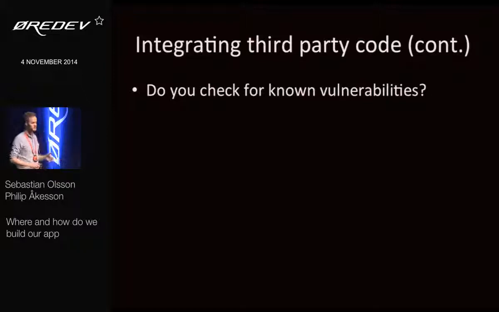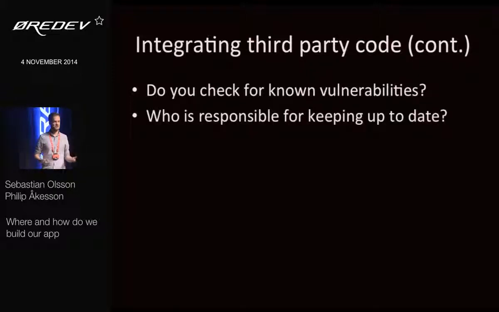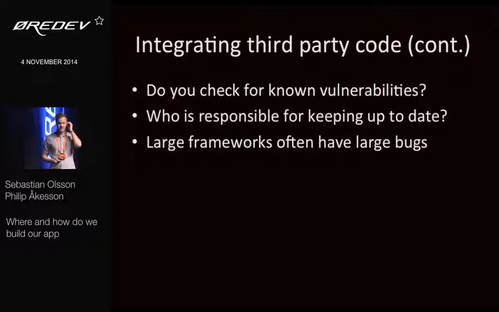This is extremely important. Do you check for vulnerabilities? Is there anyone who checks at least once a week for vulnerabilities in the versions that you're running? Who's responsible for keeping up to date? Because this is like the number one problem most often with projects. They have known vulnerabilities in third-party libraries. And it's such an easy way to attack your system if you don't update. Large frameworks often have large bugs, and you will be able to just browse vulnerability databases and find nice ways to attack your system.